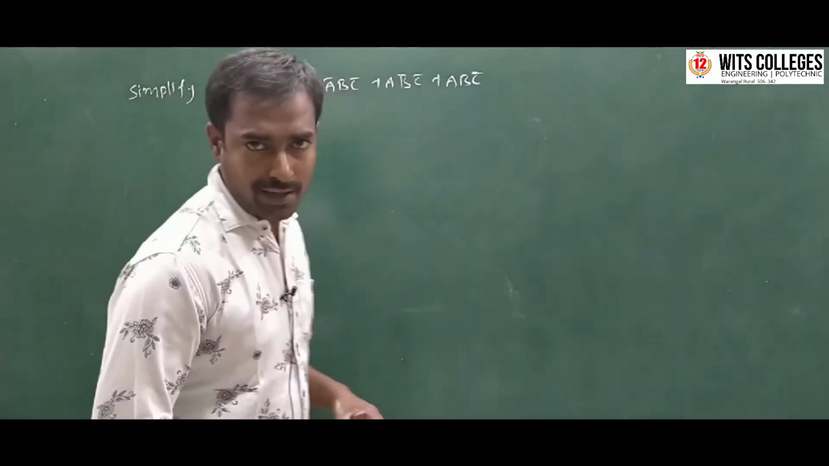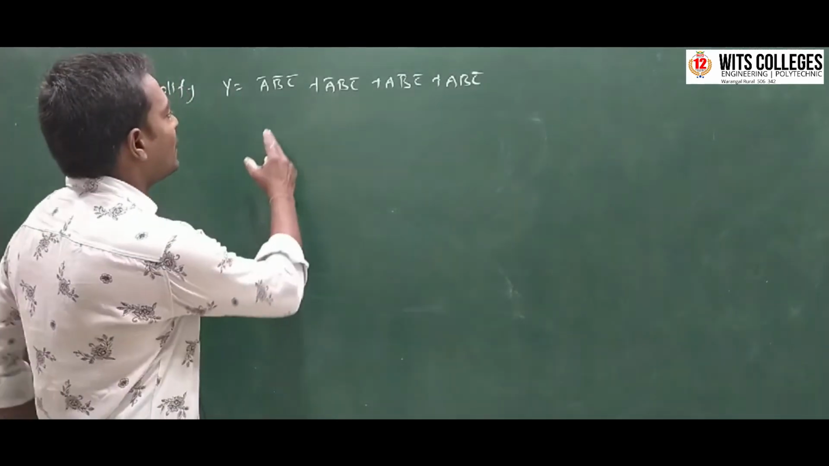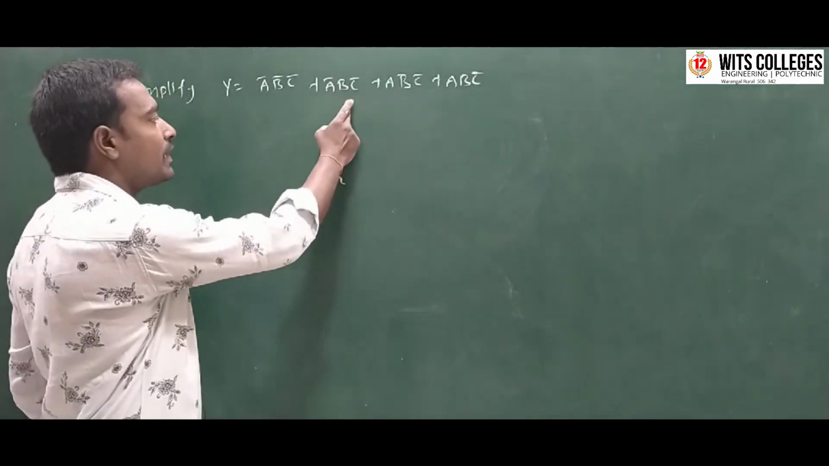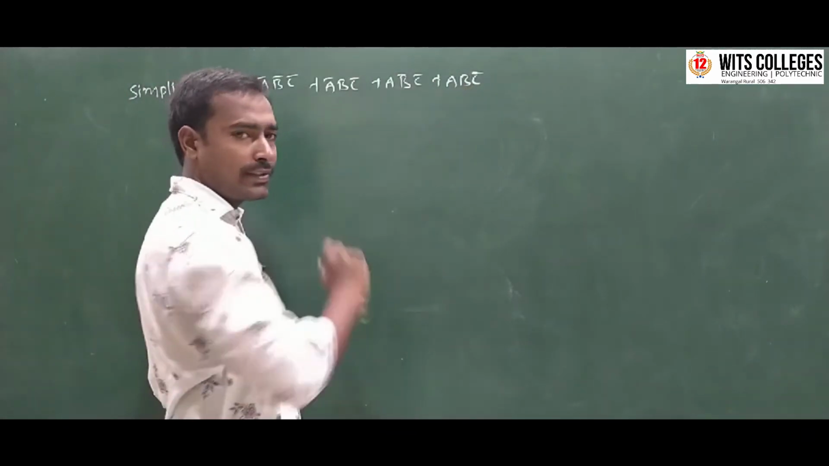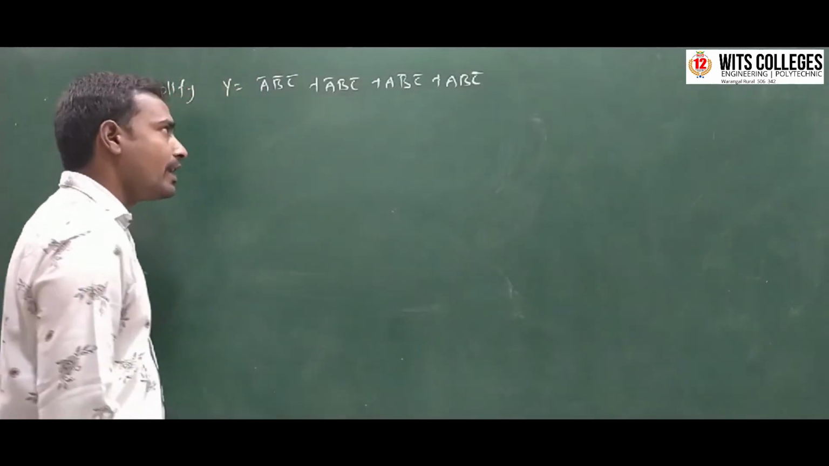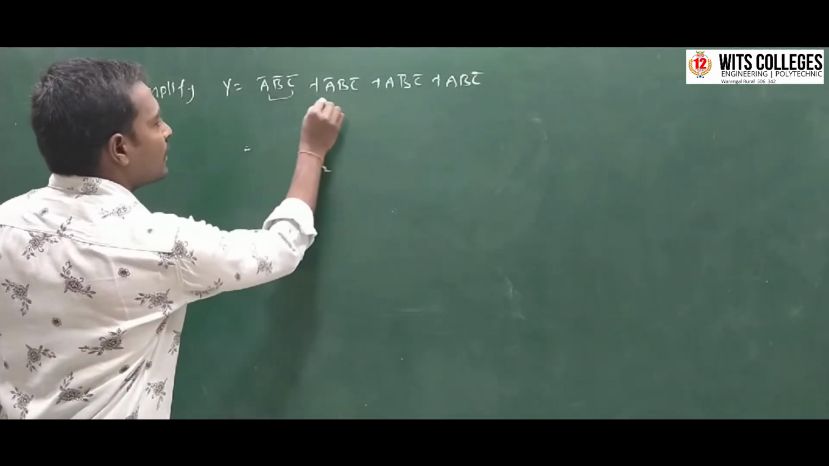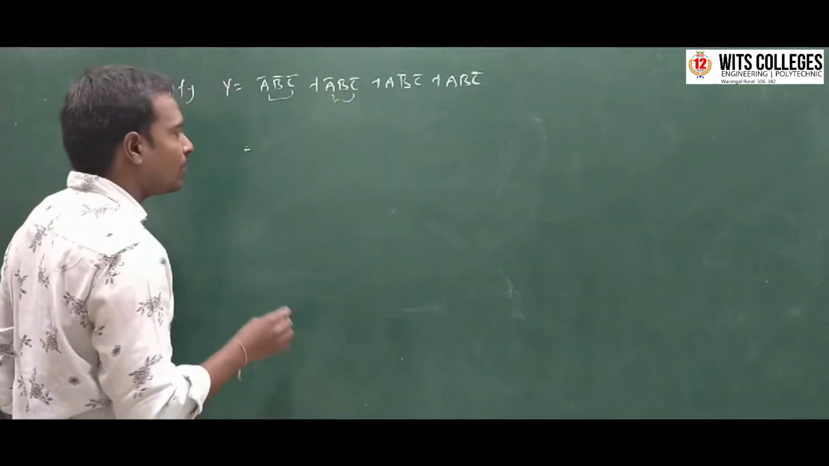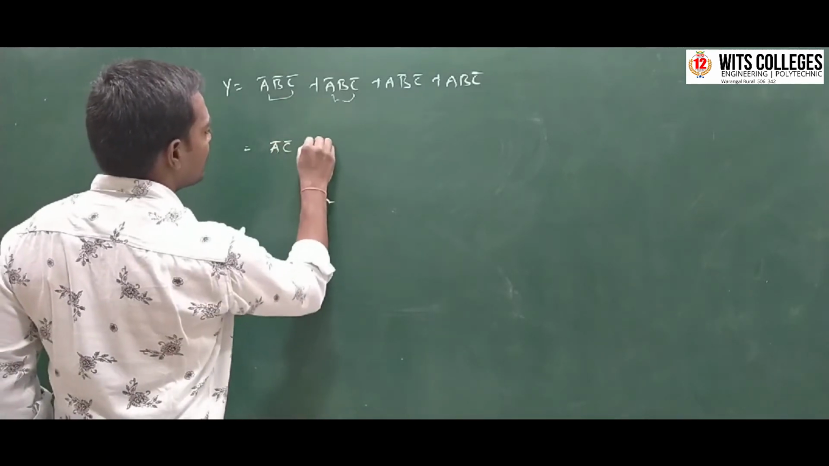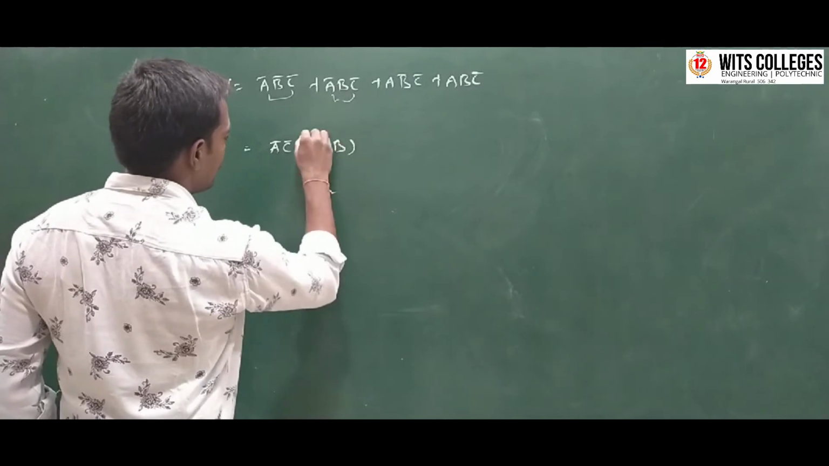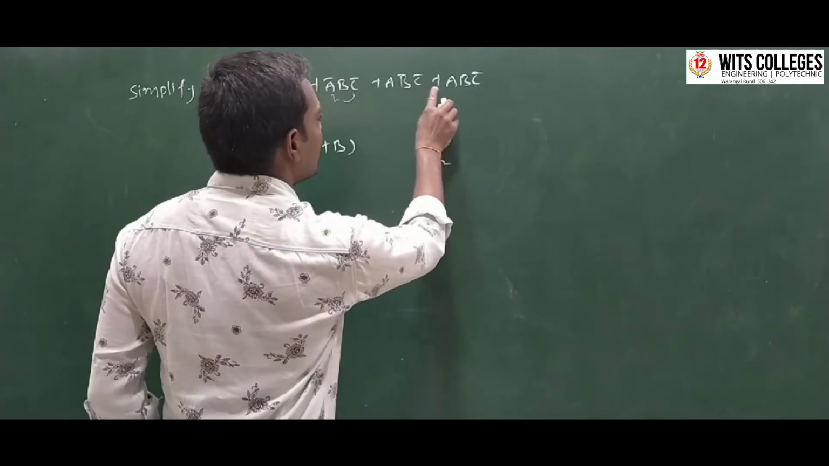Okay, next problem: simplify the Boolean expression y is equal to a bar b bar c bar plus a bar b into c bar plus a b bar c bar plus a into b into c bar. Here a bar c bar is common in the first two terms, so taking a bar c bar as common, we will get b bar plus b.